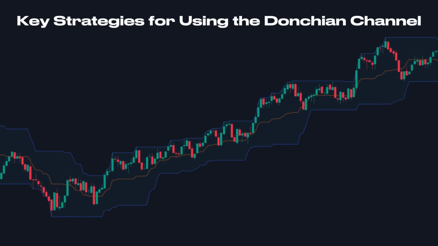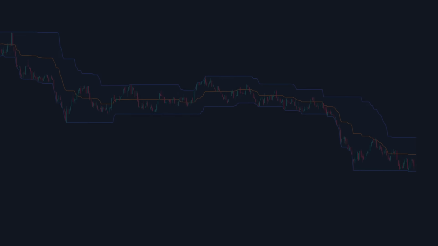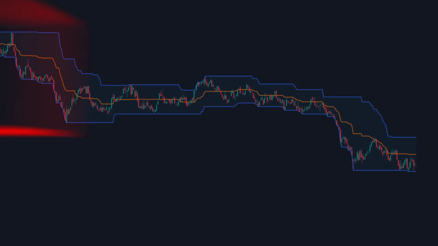Key strategies for using the Donchian Channel in Forex. 1. Breakout trading strategy. Breakouts are a popular way to use the Donchian Channel in Forex trading. Here's how to apply this approach. Buy signal. Enter a long position when the price breaks above the upper band, indicating strong bullish momentum in the currency pair. Sell signal. Enter a short position when the price breaks below the lower band, signaling bearish momentum.